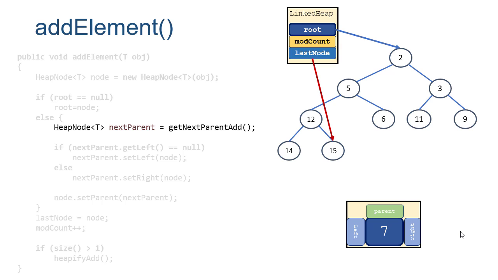However, if we have a case where the root isn't null, that means that there are existing elements in the heap, then the first thing we're going to do is call this special method getNextParentAdd, and that's going to tell us what's the parent of the new node that we're adding. So you notice we have references to last node and the root, but we don't have a reference to where the parent is that you're going to add this new node under.